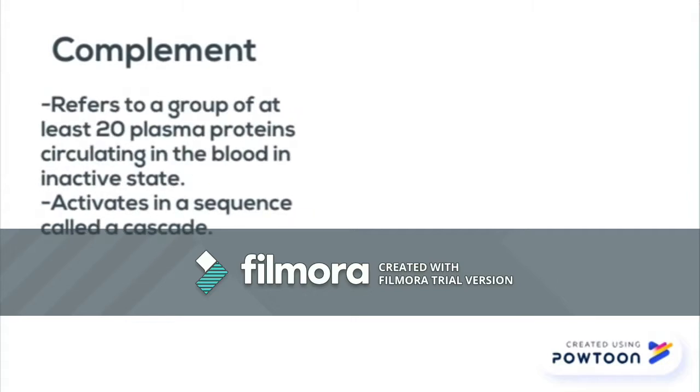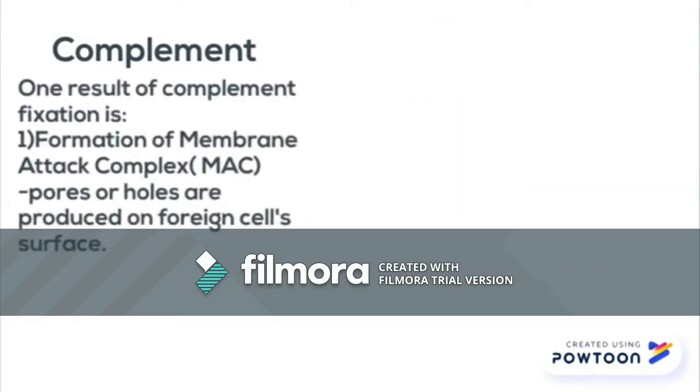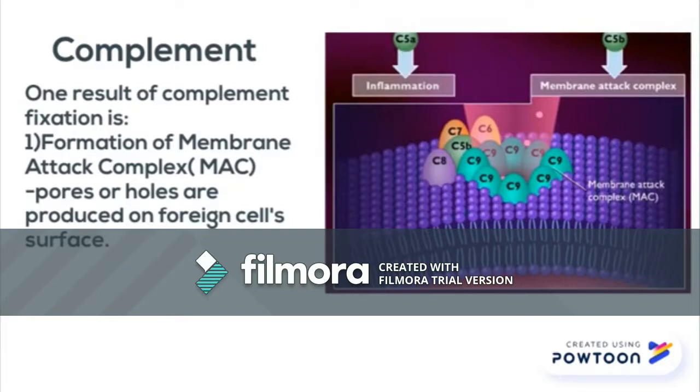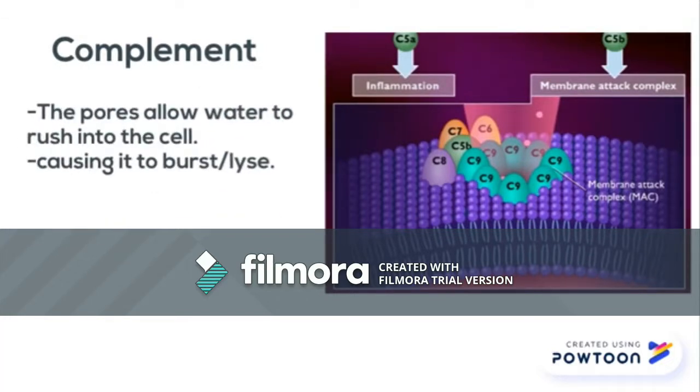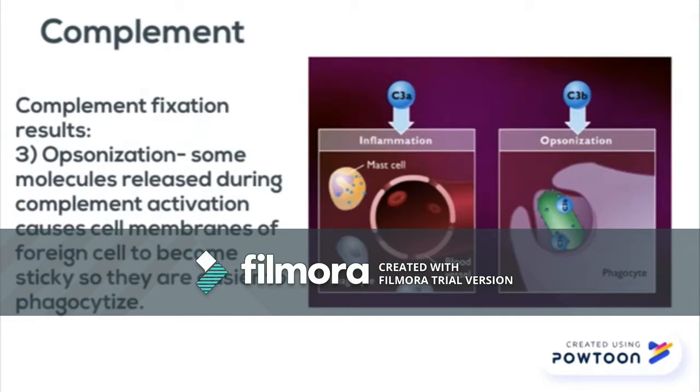The complement system refers to a group of at least 20 plasma proteins. In complement fixation, when they bind to certain structural proteins, it can result in formation of MAC, the membrane-attack complex. Another result is amplification of the inflammatory response and opsonization.